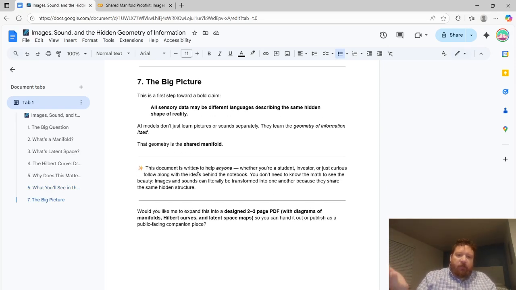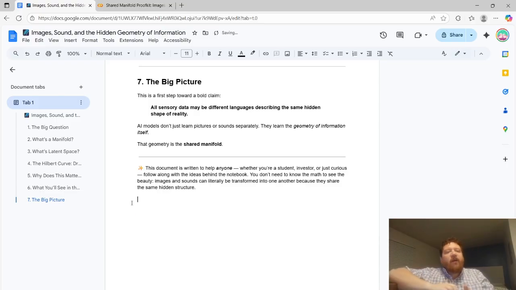So, big picture here. This is a first step towards a bold claim. All sensory data may be different languages describing the same hidden shape of reality. AI models don't just learn pictures and sound separately, they learn the geometry of information itself. The geometry is the shared manifold. Why does this matter overall?